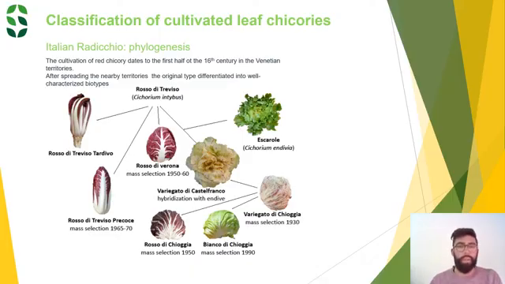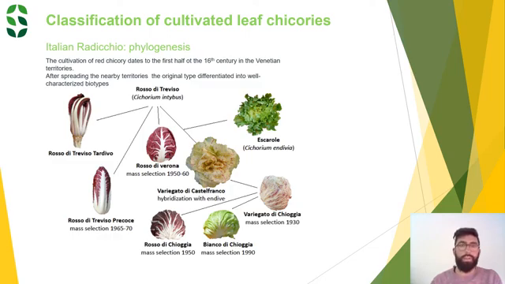First of all, we have a common ancestor, that is the Rosso di Treviso, that by mass selection was divided in Rosso di Treviso tardivo and Rosso di Treviso precoce. In these two types the names are not related to the cycle, because tardivo means late and precoce early, but we nowadays have varieties with early or late cycles in both types.